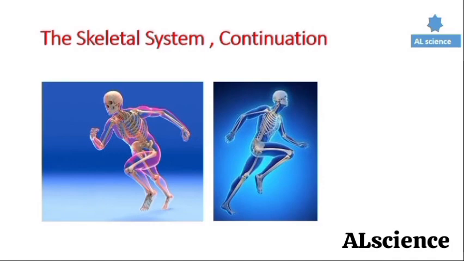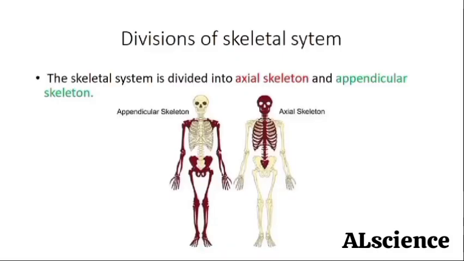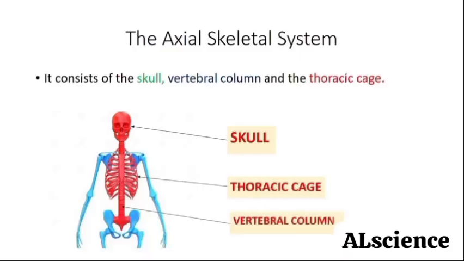So today I want to complete the skeletal system. As we said in the previous video, the skeletal system is divided into the axial skeleton and the appendicular skeleton. So the axial skeleton is made up of the skull, the thoracic cage, and the vertebral column. So the bones which make the axial skeleton are 80 in number.